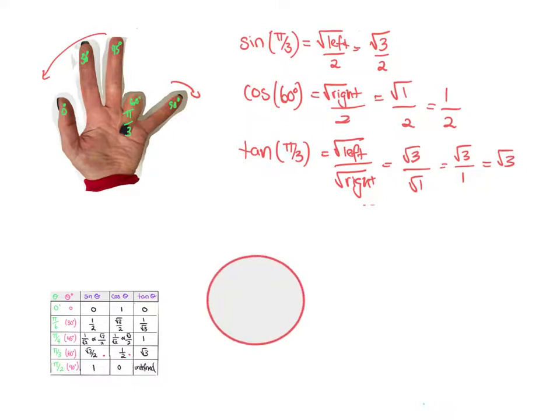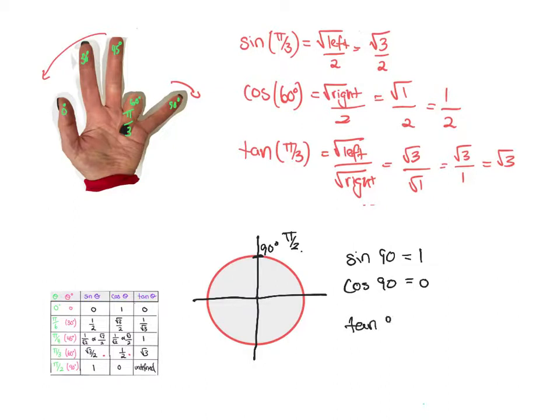If we remember, if we are at 90 degrees, we're up here, and 90 is the same as pi on 2, and we can see that sine 90, what's the y value up there? That's 1. Cosine 90, what's the y value there? Equals 0. So if you have tan 90, it would be the sine over cosine, which is 1 over 0, which you can't have, which is undefined.